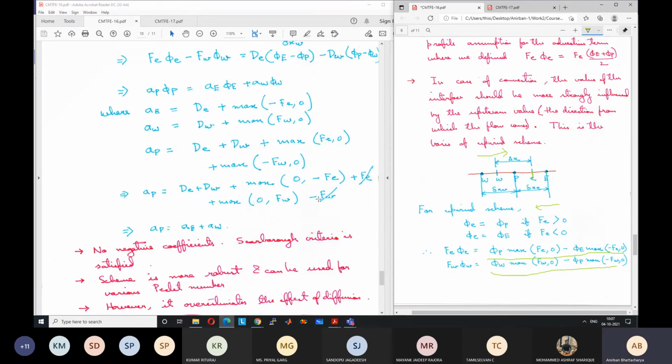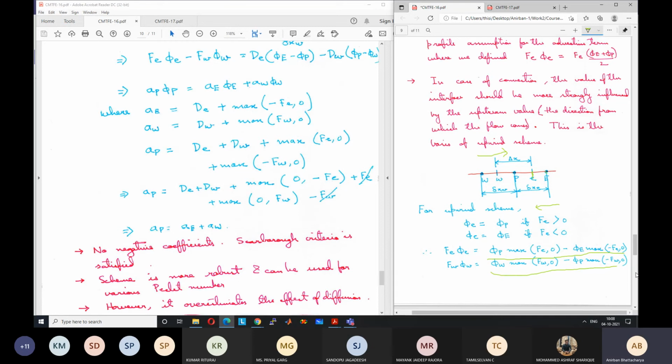So because Fe minus Fw is 0 by the continuity equation, ultimately we see that Ap is equal to De plus maximum of 0, minus Fe, which is Ae, and plus Dw plus maximum of 0, Fw, which is Aw. So Ap is again equal to Ae plus Aw, similar to the previous scheme.